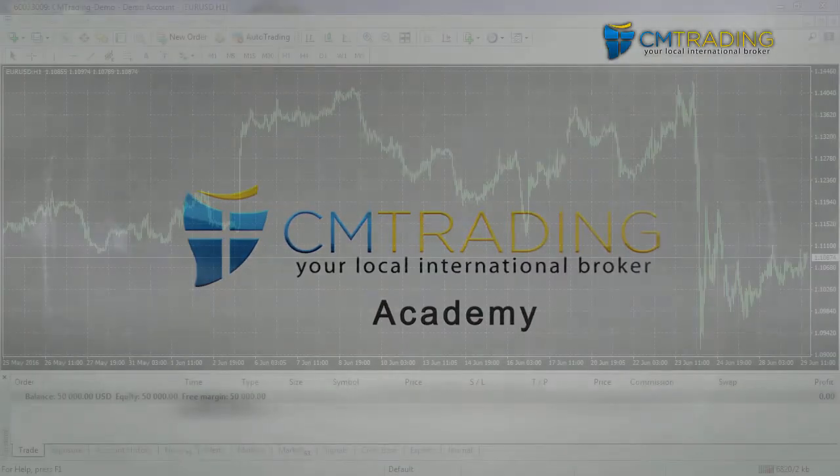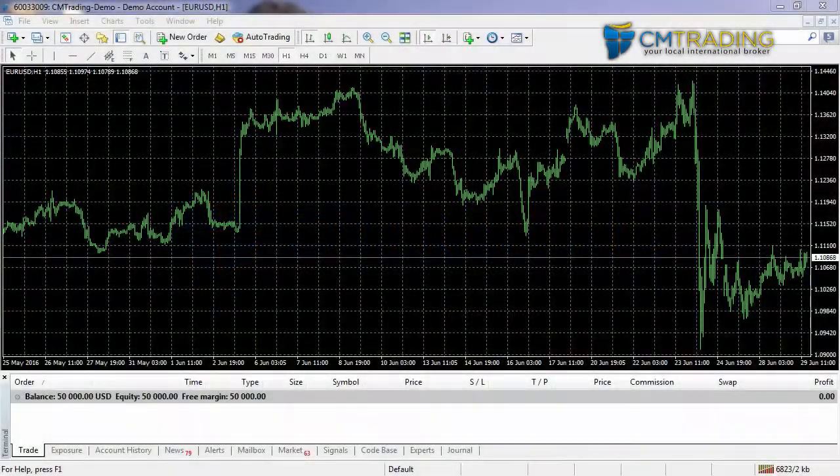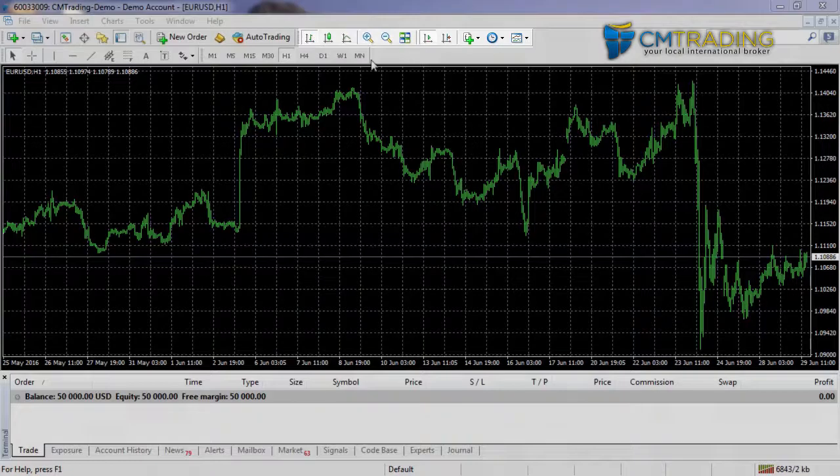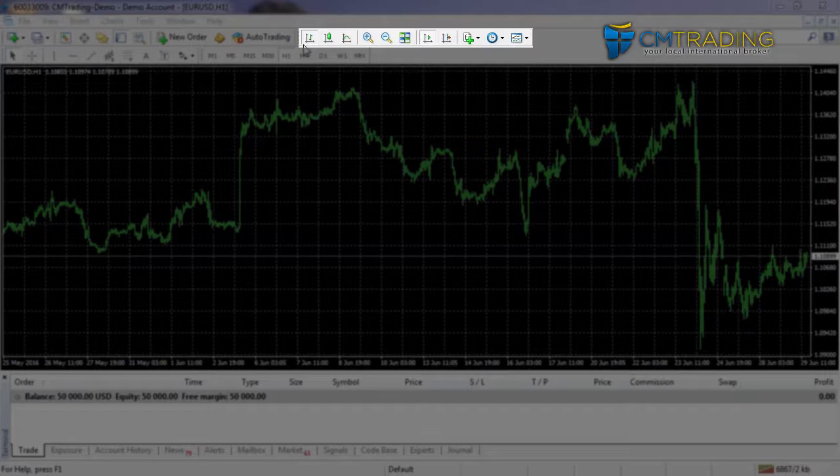And welcome back. Let's move on more with learning about MetaTrader and how everything works. We've been through the beginning sections here, how to add a new chart and change some of the windows, placing an order, the auto trading button. But now let's move on to actually changing how our chart actually looks.